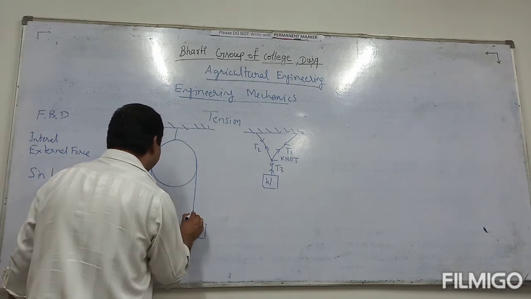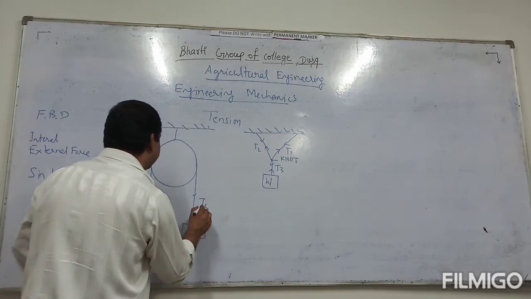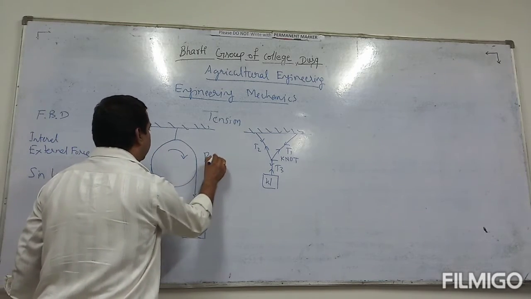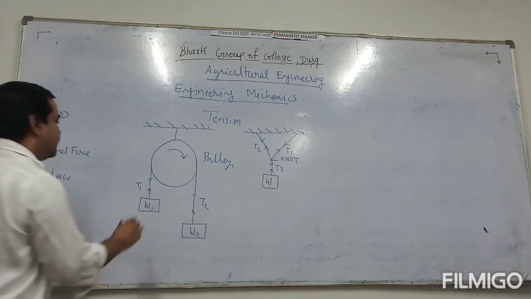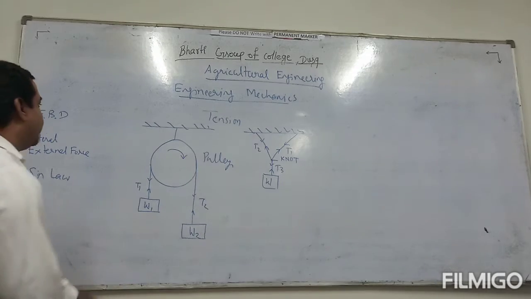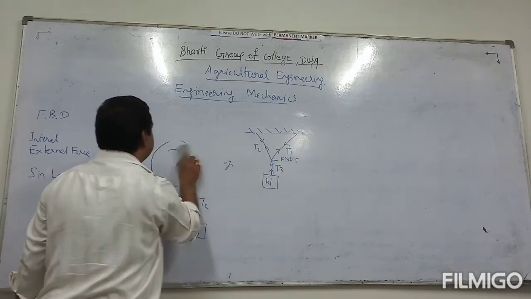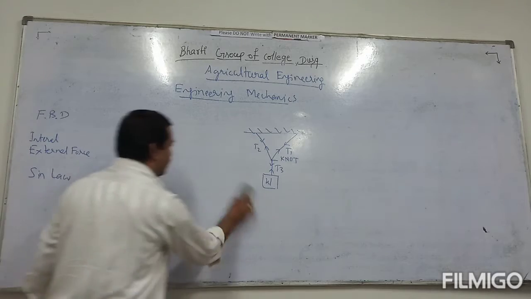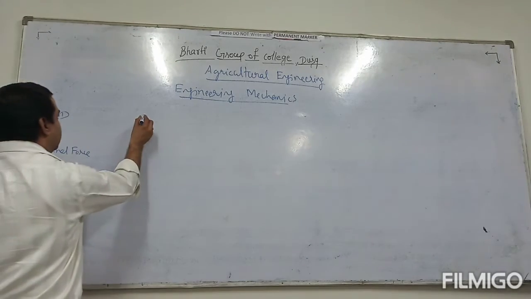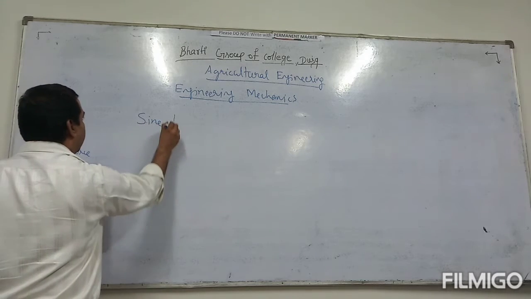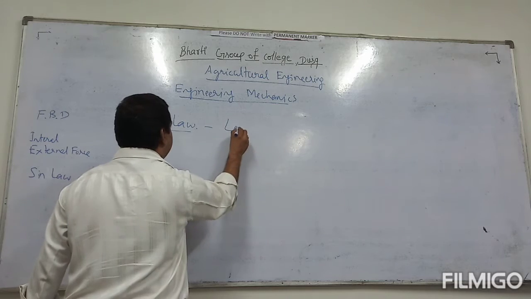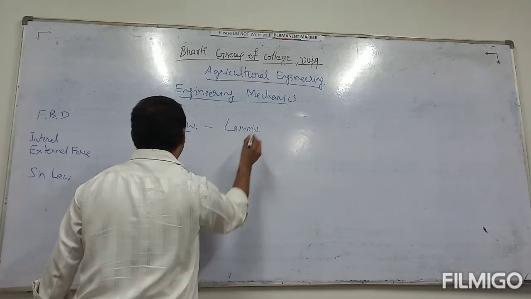W2, W1, the weights are different, so due to the friction in the pulley, these tensions are different. Then next we will study the sine law, or that is also called Lami's Principle.